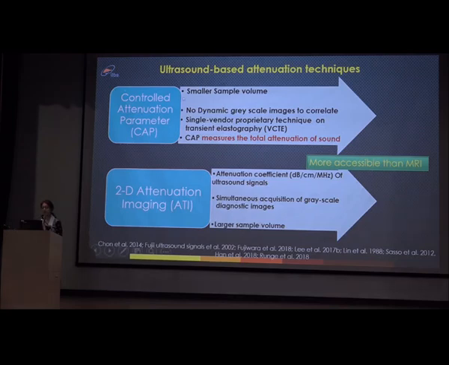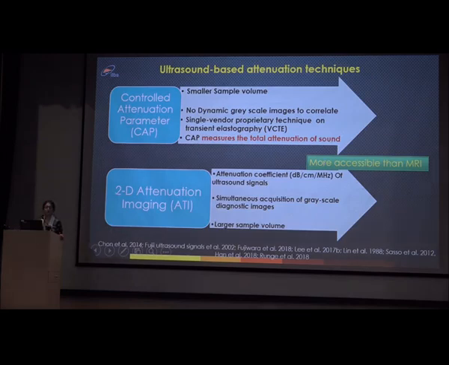What happens here with the normal CAP, you see a smaller sample volume. There's no dynamic grayscale to it, and it's a single vendor proprietary technique on the transient elastography machine that we have. It measures the total attenuation of sound. This is definitely more accessible than an MR spectroscopy or a CT.